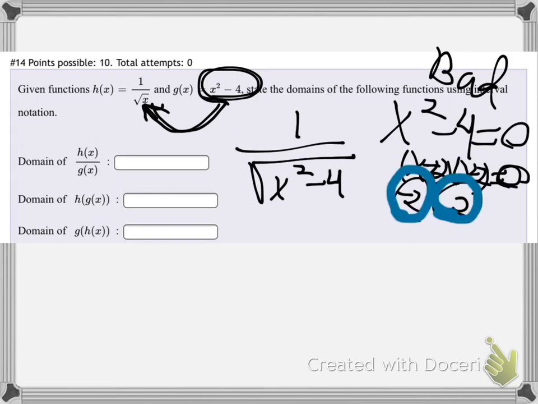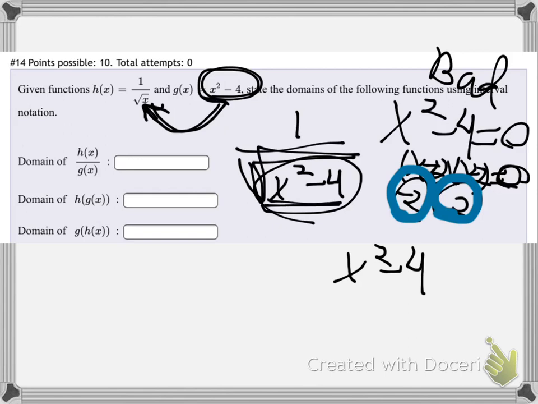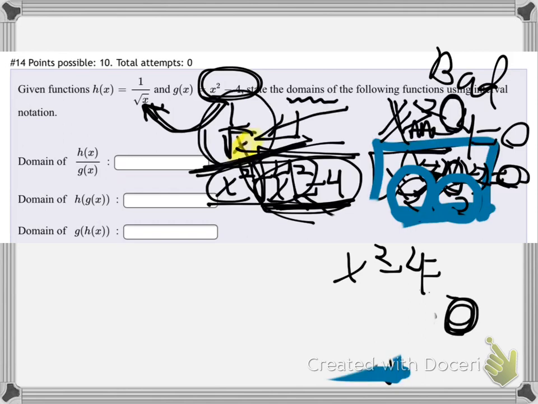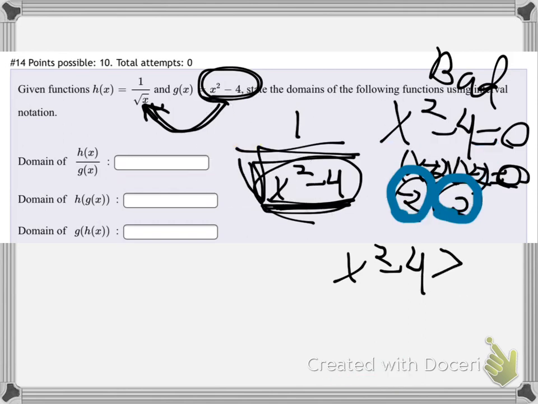And then what else do we have to consider? It's still a square root down here, so I don't want that to be negative. So this x squared minus 4, the stuff that's inside the square root, I don't want that to go negative, so it has to be greater than or equal to 0. But I don't want it to be equal to 0.